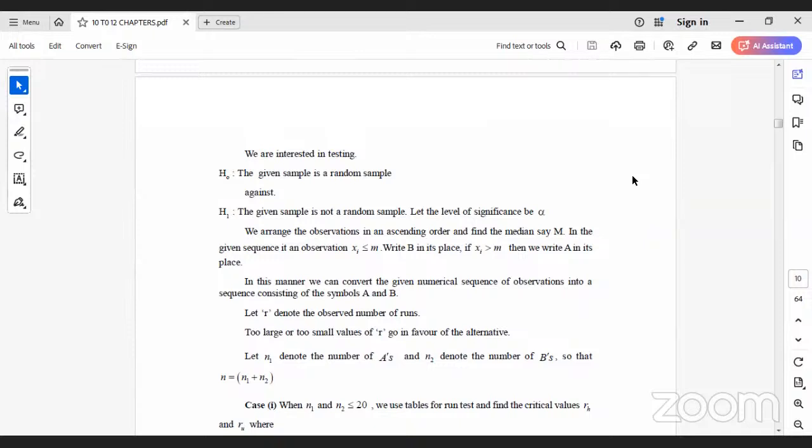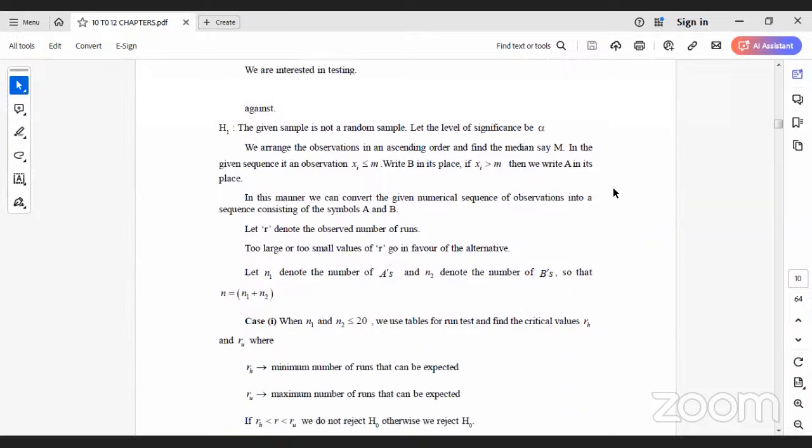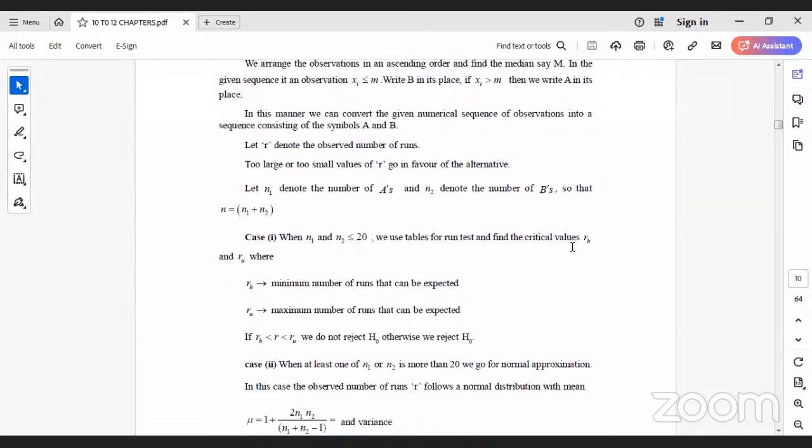Then we write A in its place. In this manner, we can convert the given numerical sequence of observations into a sequence consisting of A and B, and denote the observed number of runs by R. Too large or too small values go in favor of the alternative. Let n1 denote the number of A's and n2 denote the number of B's, so that n is equal to n1 plus n2.